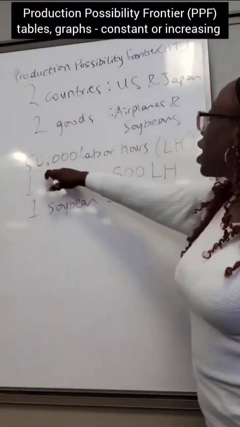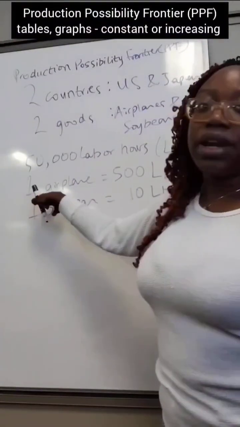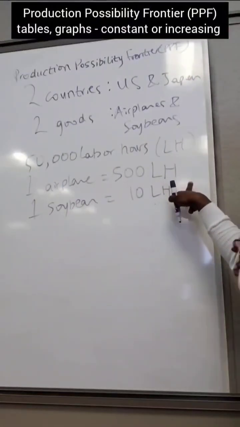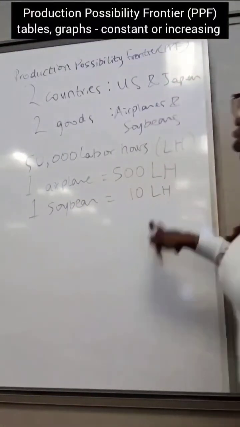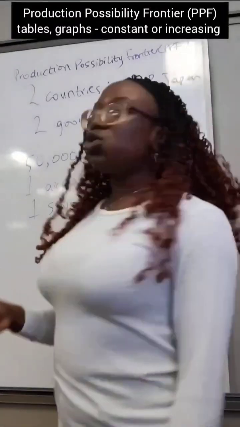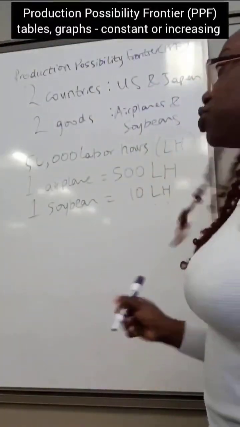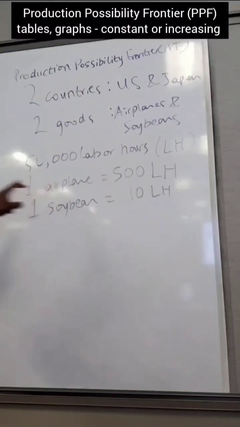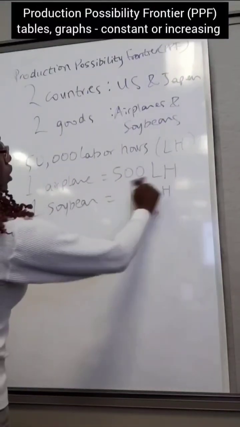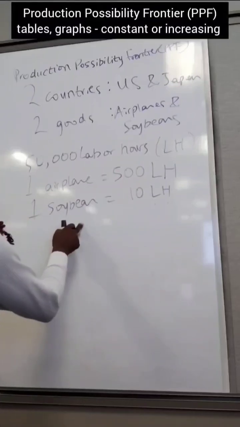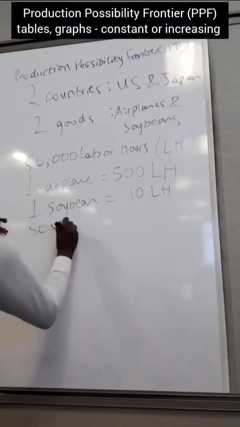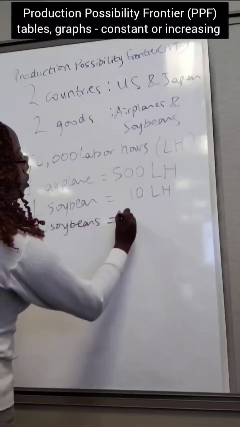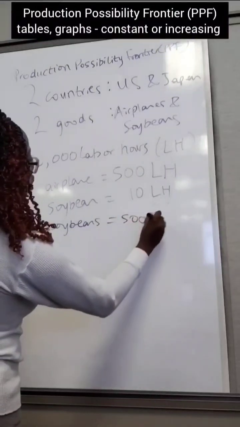So now, assume we have 1,000 labor hours and that one airplane costs 500 labor hours. I'm going to call labor hours LH. And then one soybean costs 10 labor hours, okay? So how do we know the opportunity cost of producing any of these, right? As you can tell, it costs 500 labor hours to produce one airplane. In other words, what is the equivalent of 500 labor hours in terms of soybeans? That would be equal to 50 soybeans, the equivalent of 500 labor hours, right?